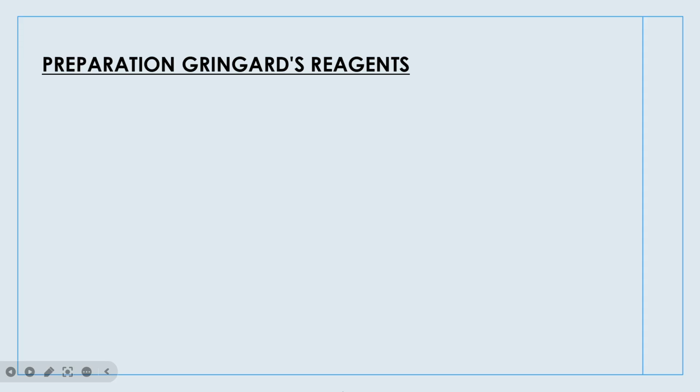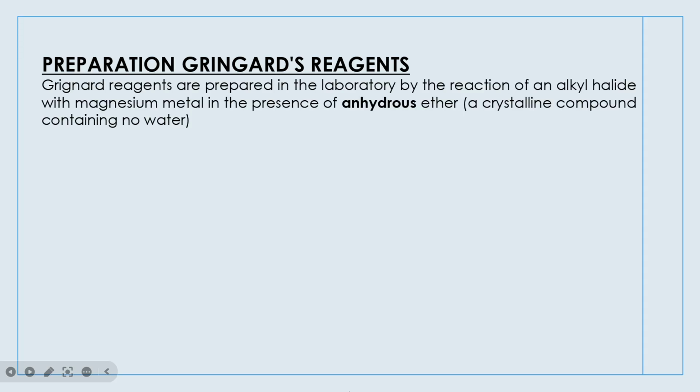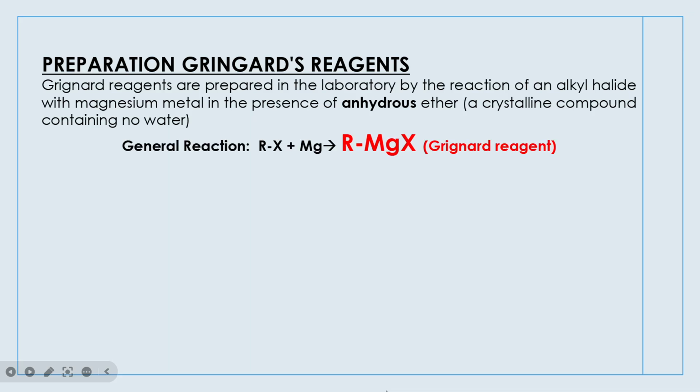Talking about the preparation of Grignard reagent, it is prepared in the laboratory by the reaction of alkyl halide with magnesium metal in the presence of anhydrous ether. Anhydrous means dehydrated, an ether that contains no water, that is not in the aqueous form. This is the equation for the general reaction. Here you can see that alkyl halide, denoted by RX, reacts with the magnesium metal and it forms Grignard reagent.